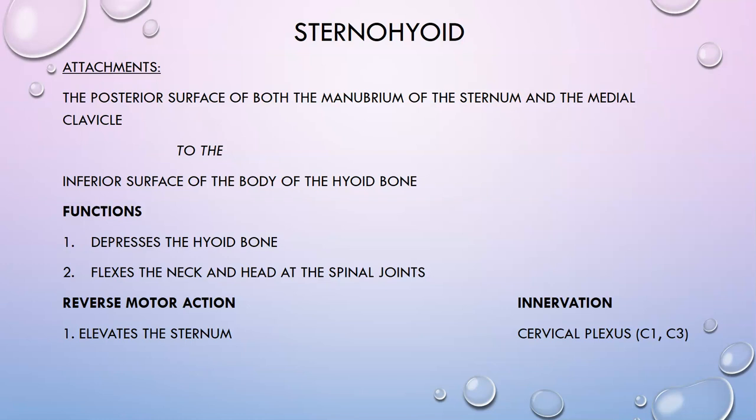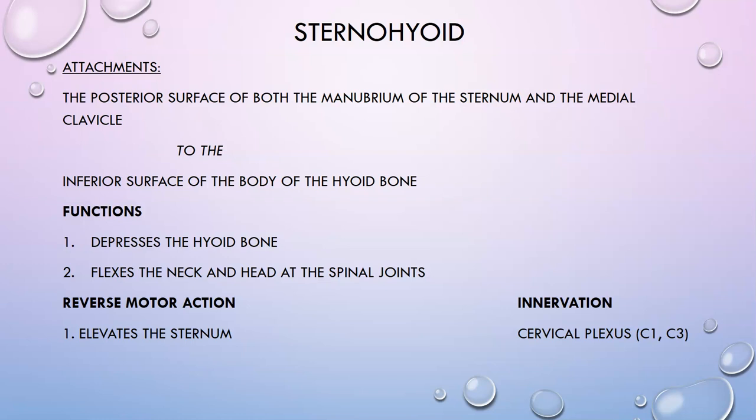In reverse motor action, if we fixate the hyoid bone and the head and neck, it does help elevate the sternum, which usually happens to some degree when we take a big breath. It's certainly not a primary mover of the rising of the sternum, but it does somewhat assist from a synergistic point of view. Its innervation now, because we're so low, it's now leaving the spinal nerves and heading into what's called the cervical plexus, C1, C3.